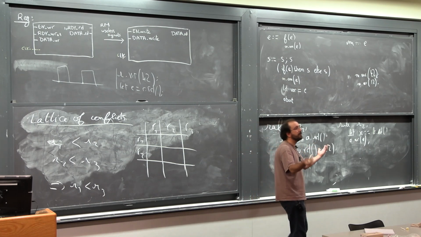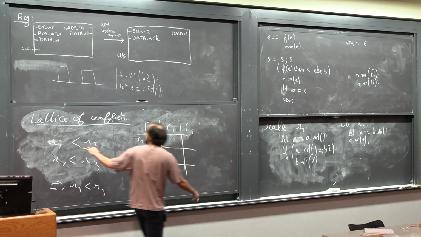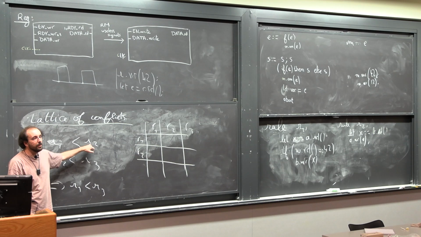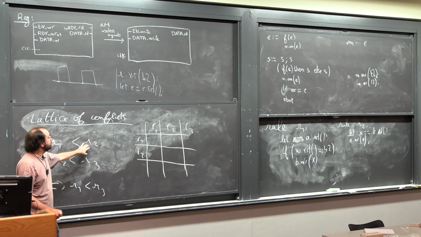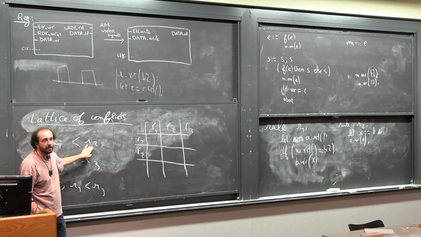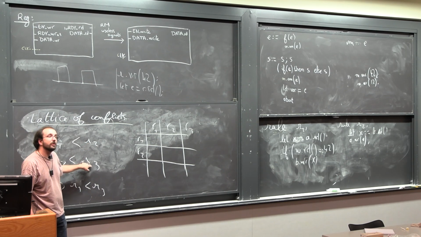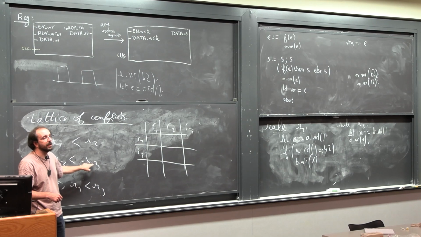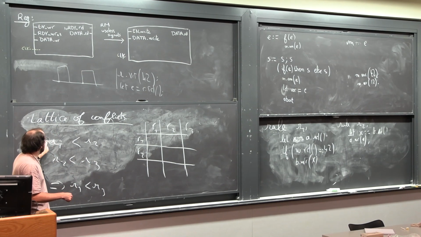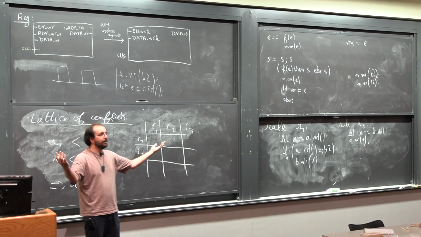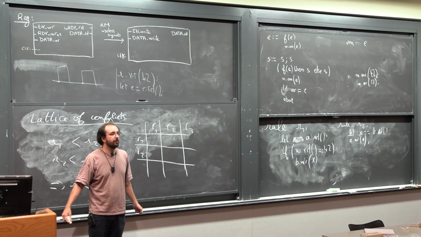Exactly. They could conflict on different memory cells. So it could be the case that the reason why R1 has to happen before R2 is because on register A, this one is reading while this one is writing. But then the reason why R2 is before R3 is because on register B, this one is reading and this one is writing. But maybe R1 and R3 have nothing in common, and then they don't have this problem.